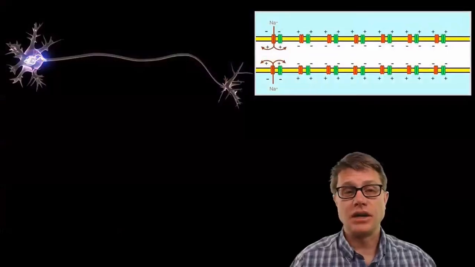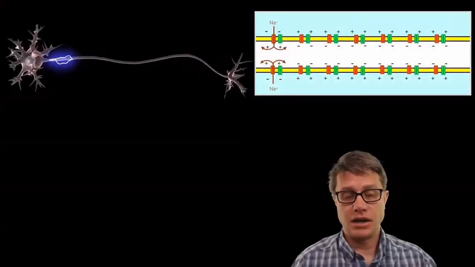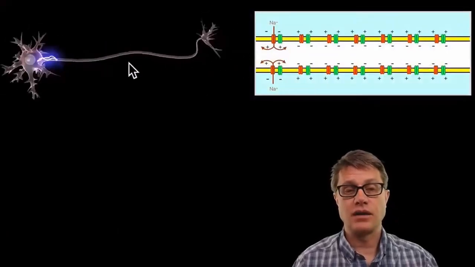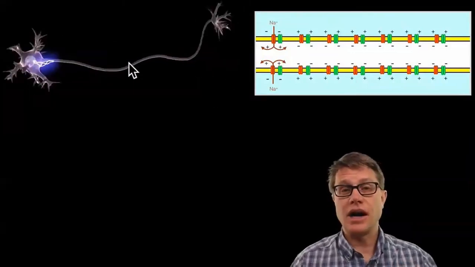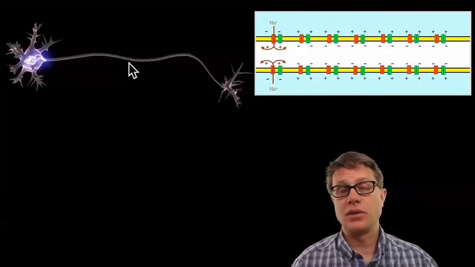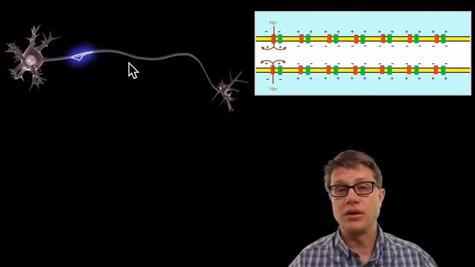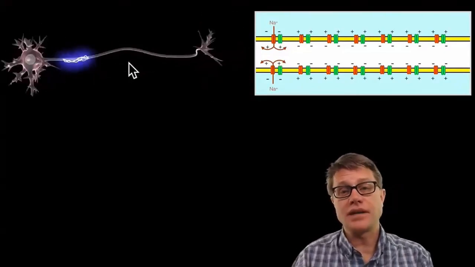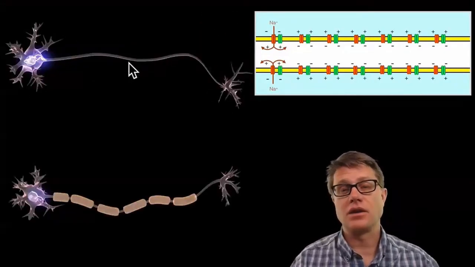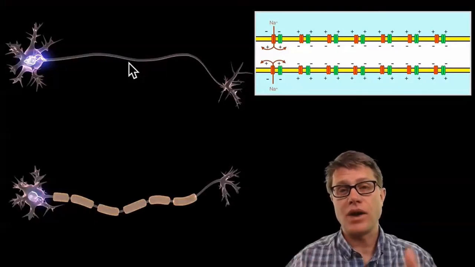Now, this is a simulation of what that electrochemical signal looks like as it moves down. But we have some really long axons in our body. We have an axon that goes all the way from the base of our spinal cord down to our foot. And so it's not going to travel fast enough. And so in a lot of those neurons, they're myelinated. And what that means is they're wrapped with myelin, which insulates that nerve fiber.